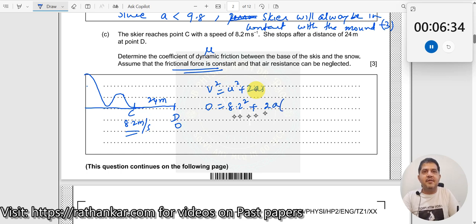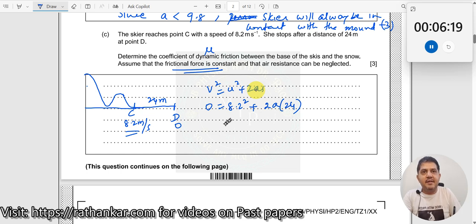I do not know what's the value of A. It's not 9.8. Don't take 9.8 over here, okay? Unless it's a free fall, okay? A pen falls downwards, then you can take A equal to 9.8. Otherwise, do not take. Okay, yes. What is the value of S? 24 meter. So there's a retardation.